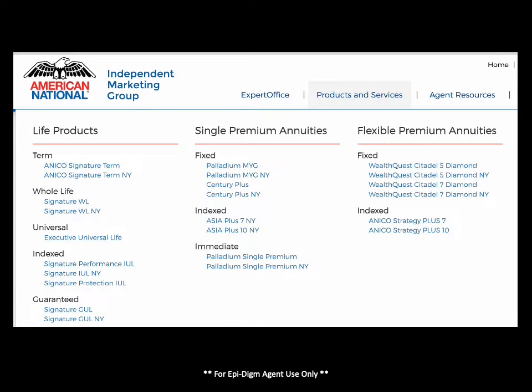From this page, you click on product and service, and product and service will get you this page. And you click on fixed and Palladium MYG. MYG means multi-year guarantee. So it is a MYGA.